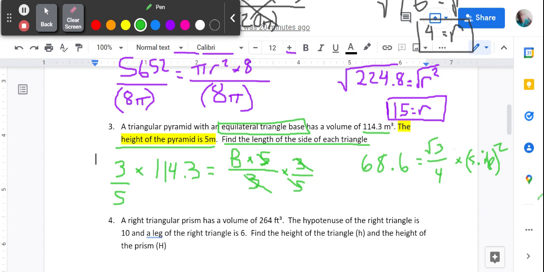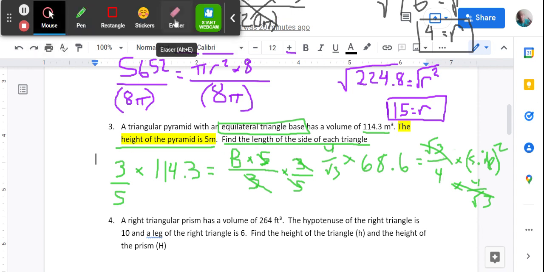We got to get side by itself, and first thing we got to do is get rid of this fraction. What do we do to get rid of this fraction here? When we divide a fraction, dividing really means we multiply by the reciprocal. So when you divide by root 3 over 4, you're going to times by 4 over root 3, because that just cancels those things out.